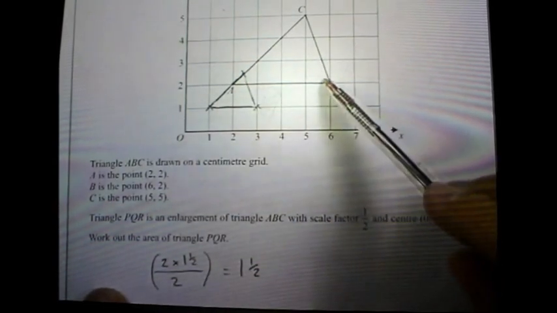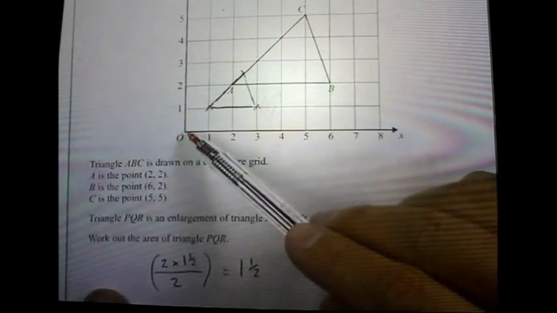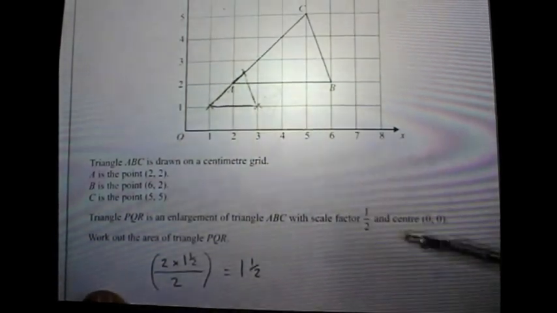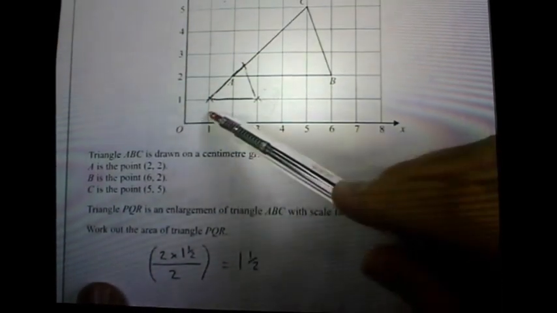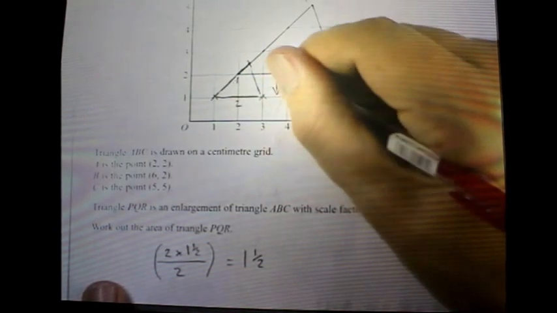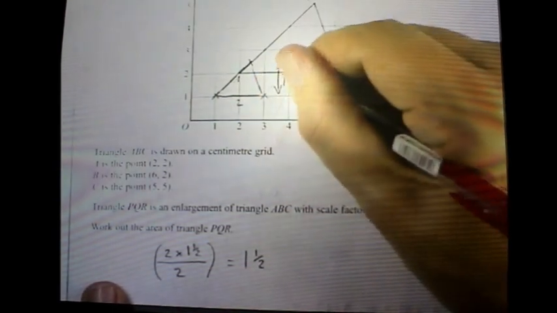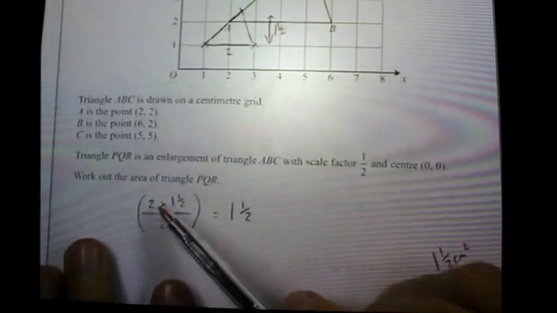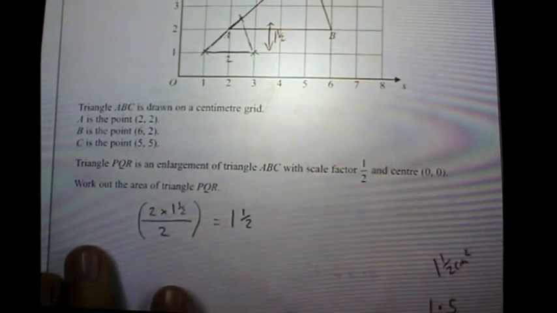And point B is down 1 across 3, so it's going to be across 3 and step 1. So there's my triangle, and work out the area of it. Area is width, which is 2, times the height, which is 1.5, divided by 2, and that is 1.5 centimetres squared. So you can write 1.5, or you can write 1.5 centimetres squared. That's base times height divided by 2.